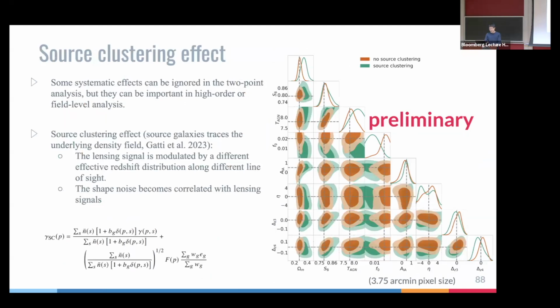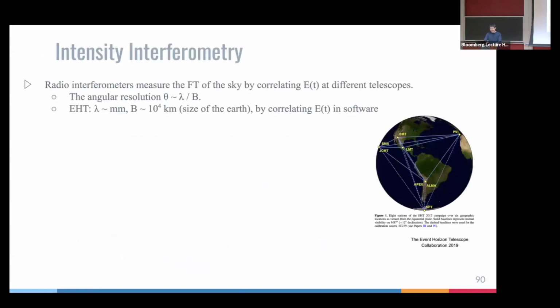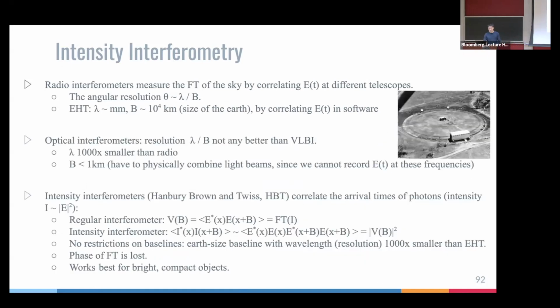I'm going to skip this. And I don't have much time, so I'm just going to quickly go over the second part about intensity interferometry. Neil visited us last semester, and he already talked about this idea of intensity interferometry. You know that regular interferometry is just correlating the electric field at different telescopes, and the resolution is given by lambda over b.